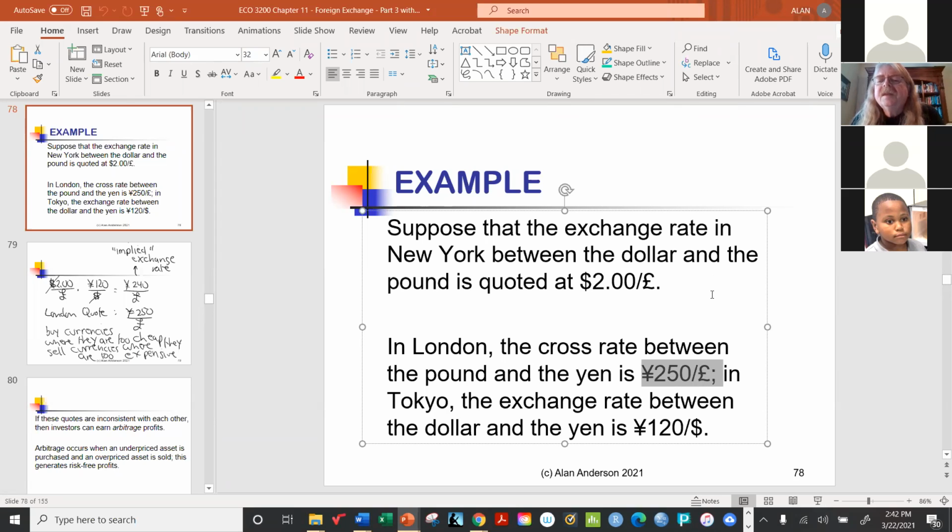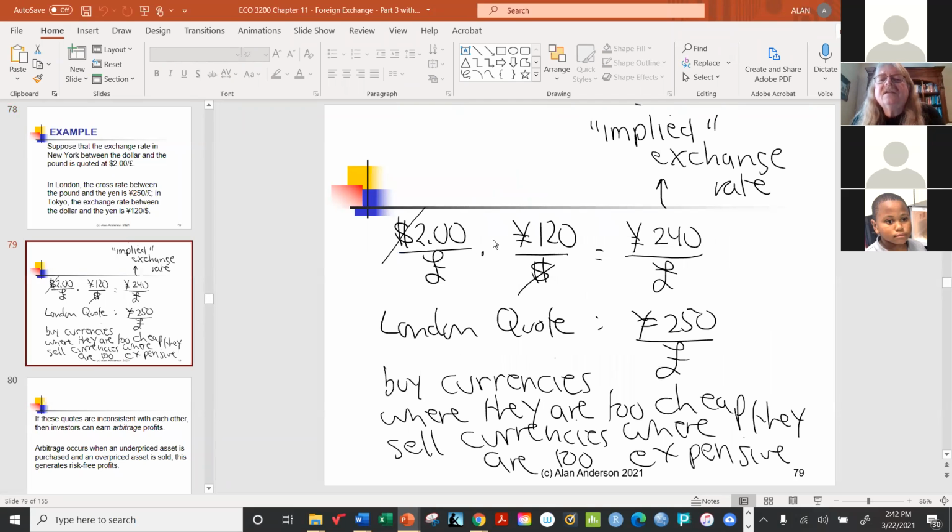per pound. Now, you can see right away there's something wrong here, because if you take the two quotes involving the dollar and combine them, you'll get 240 yen per pound. But the quote that we were given in London was 250 yen per pound. So clearly something's wrong here. And that means we have an opportunity to earn an arbitrage profit, but we have to make sure that we set it up correctly.